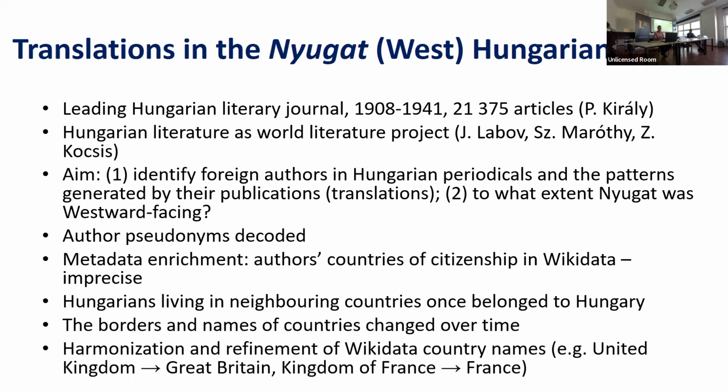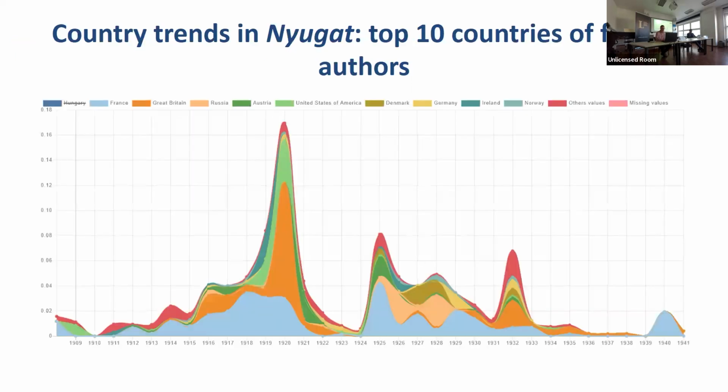So that's why we had to oversimplify the data and harmonize it. For example, the Kingdom of France in the Wikidata entry became France. That's how we could basically disambiguate these entities. So let's see some results.